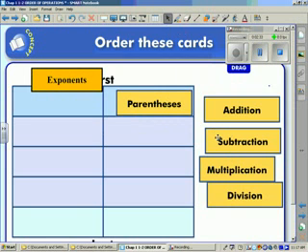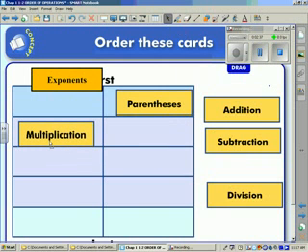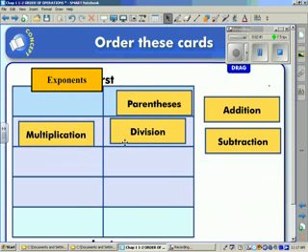Then we're going to look for multiplies and divisions. Sometimes the multiplication is on the left, and then we do the division, which is on the right. But again, they could be opposite. The division might be on the left, and then the multiplication might be on the right. We go left to right.